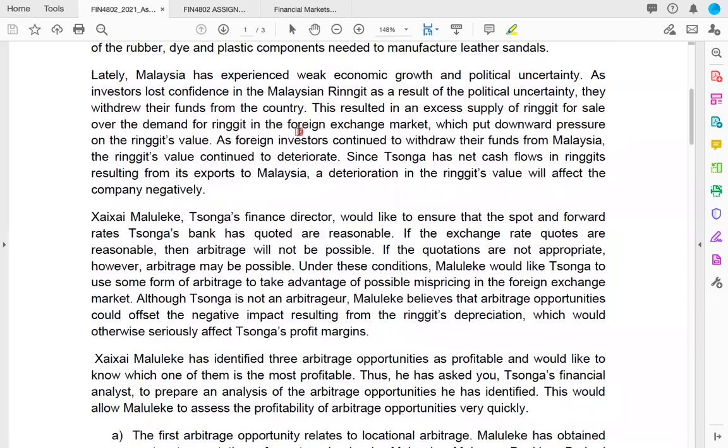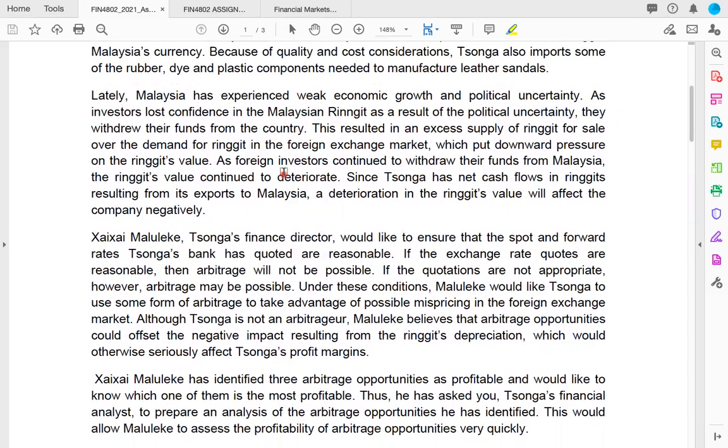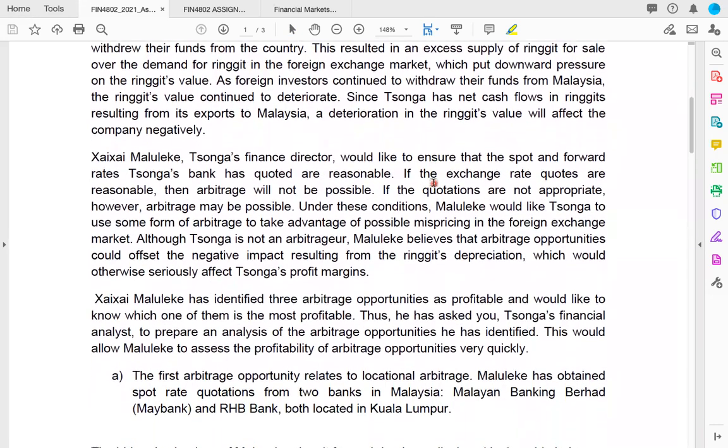As you read, just try to pause and see if you understand what's being said here. As foreign investors continue to withdraw their funds from Malaysia, the ringgit's value continues to deteriorate. Since Tsonga has net cash flows in ringgits resulting from exports to Malaysia, a deterioration in the ringgit's value will affect the company negatively.